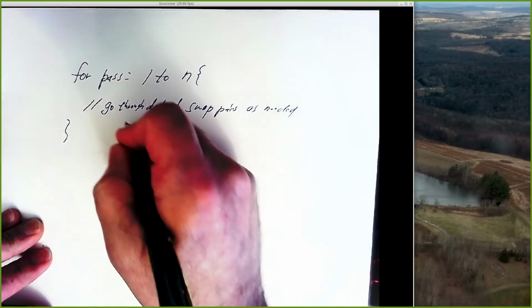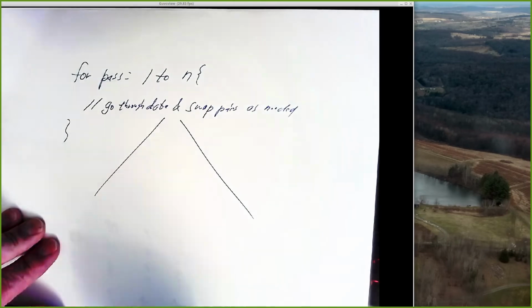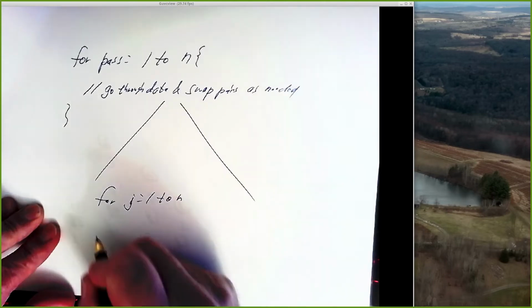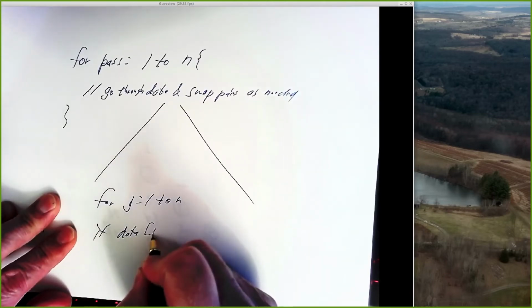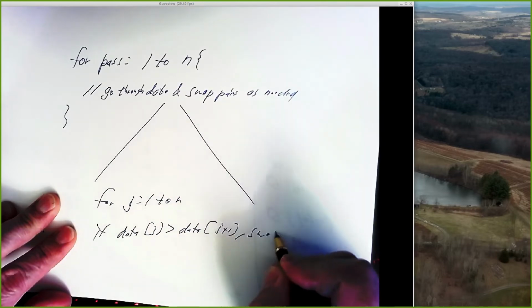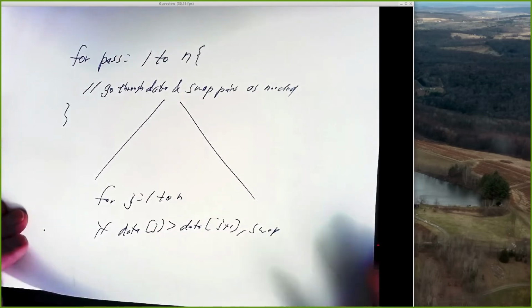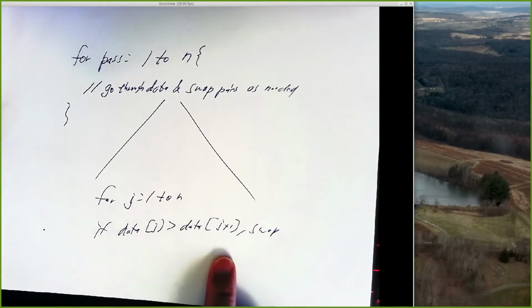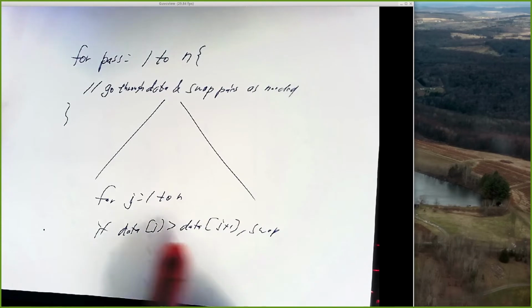So what does this look like? This is a for loop. So let's go for j equals 1 to n. If data j is bigger than data j plus 1, swap those. And I'm being really reckless with edges here, right? Technically, we only want to go for j equals 1 to n minus 1, because we're comparing element j with the element after it. And if we have n pieces of data, I only want to go up to n minus 1, compare that to n.